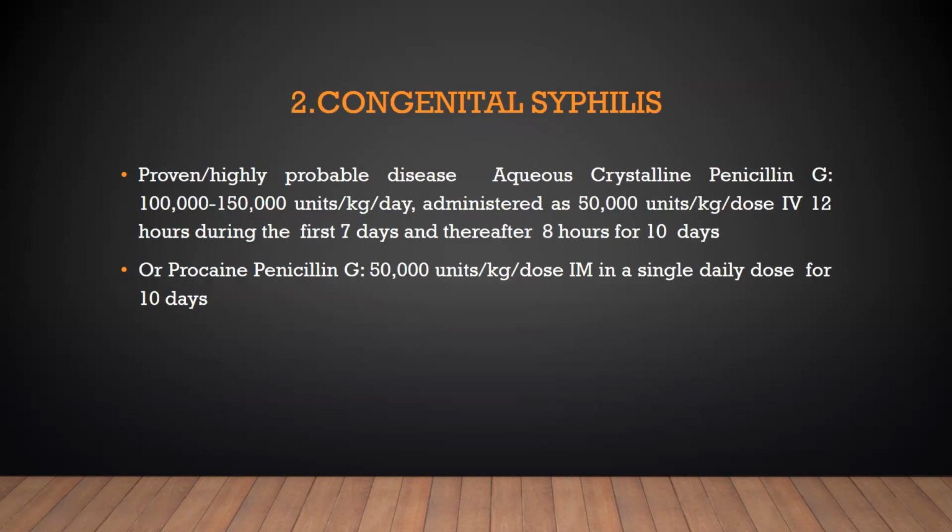In congenital syphilis, proven or highly probable disease: aqueous crystalline penicillin G 100,000 to 150,000 units per kg per day, administered as 50,000 units per kg per dose intravenous every 12 hours during the first 7 days, and thereafter every 8 hours for 10 days. Or procaine penicillin G, 50,000 units per kg per dose intramuscular in a single daily dose for 10 days.